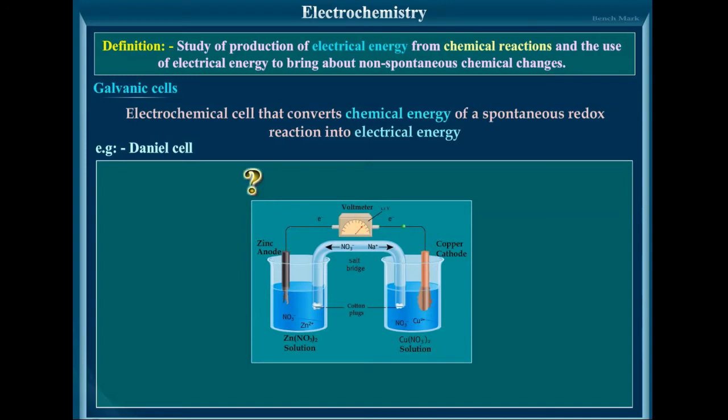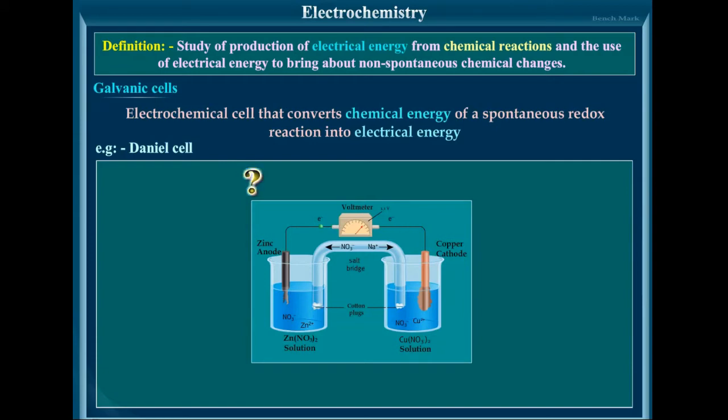So automatically, from inside the salt bridge, the negative part, the anions, will migrate to the anodic compartment, and the cations to the cathodic compartment, because in the cathodic compartment there is an increase in the negative charge. So to restore the electroneutrality, the cations will flow into the cathodic compartment. Thus, the salt bridge prevents the accumulation of charges and maintains the flow of current.